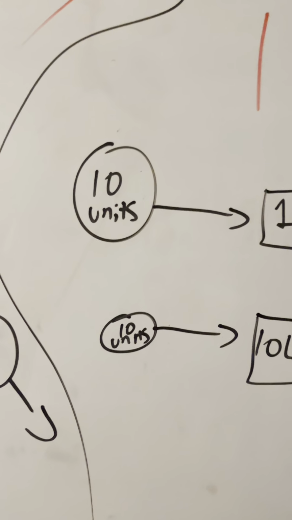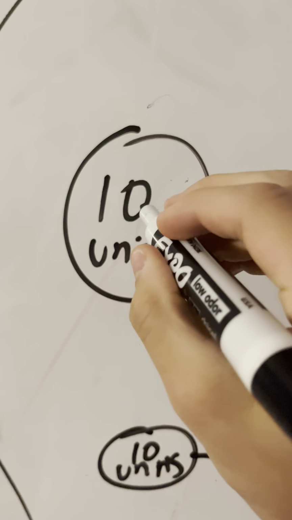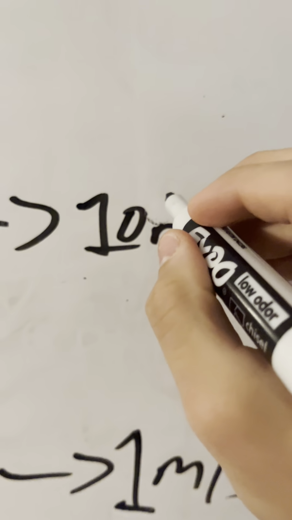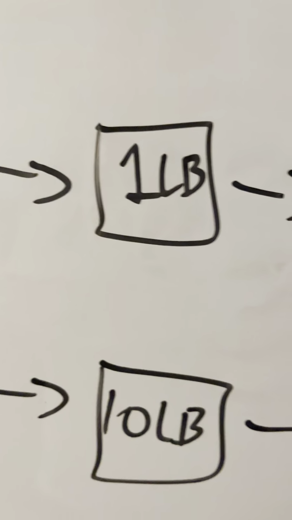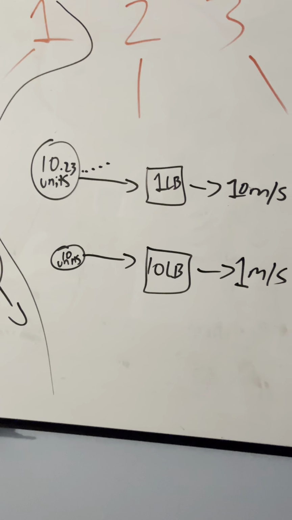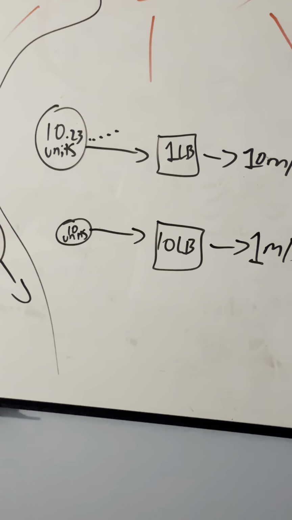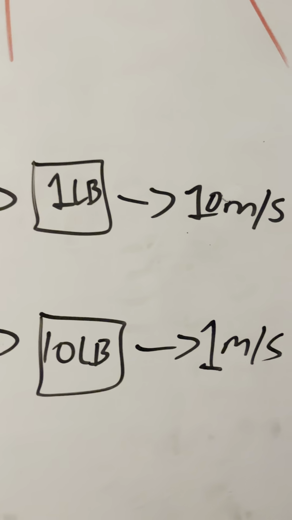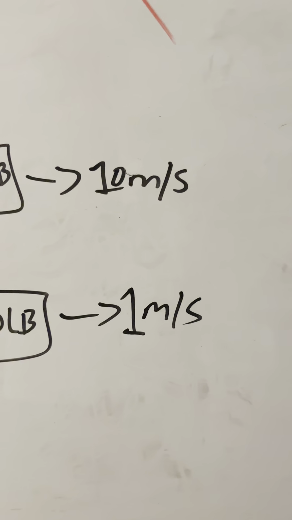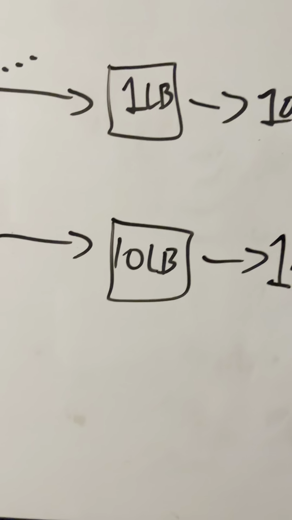And of course, it's not going to stick to whole numbers. There's going to be much more complexity to that. And it's not going to be exactly 1 pound. It's not going to be exactly 10. It's going to be in decimal form and more complex units, not pounds. It could be kilograms or picometers per second.